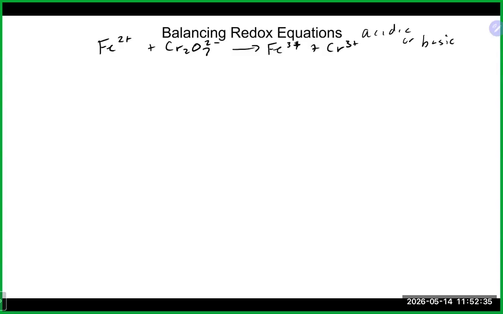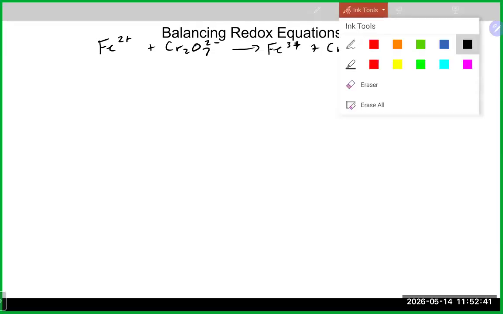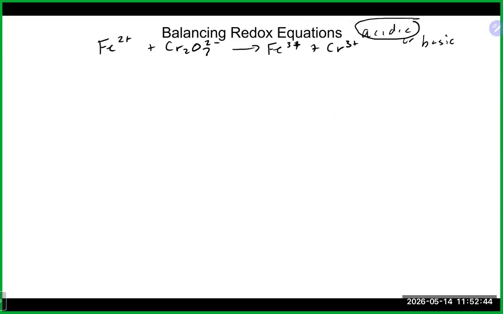All right, so we're going to first balance this in acidic conditions. If you are balancing one of these redox reactions in acidic or basic conditions, it's usually a pretty good idea to figure out who's being oxidized and who is being reduced. If we take a look at our iron on the left-hand side, it is going from +2 to +3. In this situation, these are ions, so the charges will be the oxidation states.